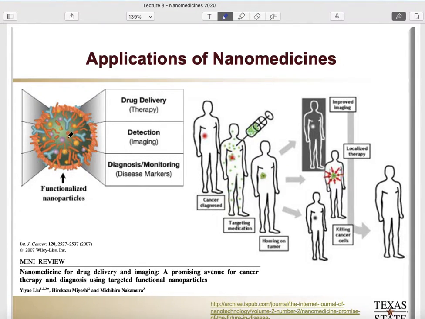And then the nanoparticle could also be utilized for diagnosis or monitoring in the form of a biosensor, for example, where the nanoparticle could act as a material to separate the biomarker of interest. For example, again, the superparamagnetic iron oxide nanoparticles or other systems.